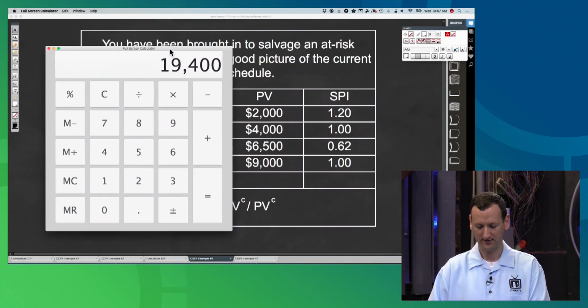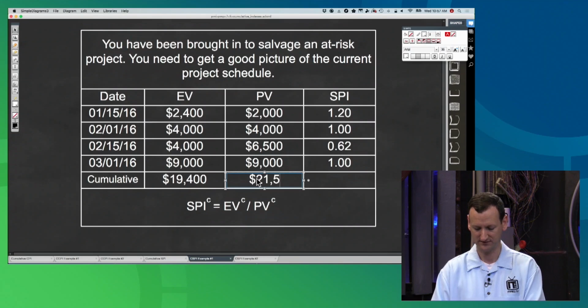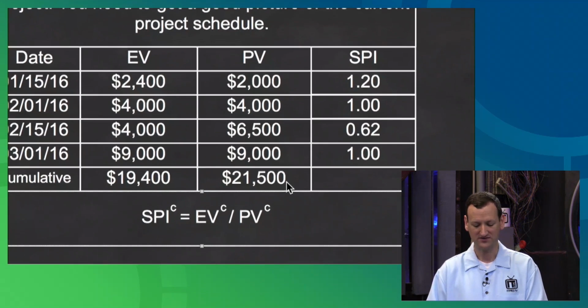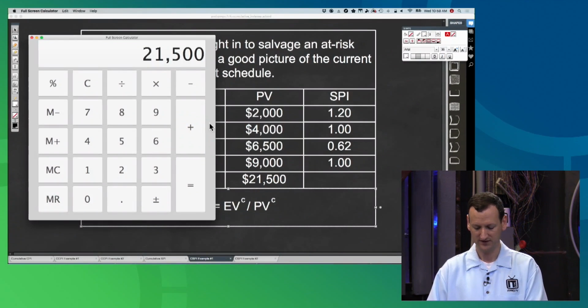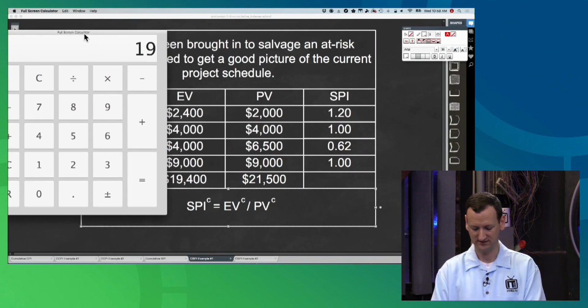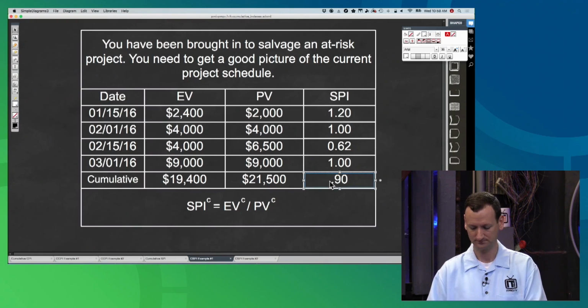All right, so then I'm going to add up this other one. So I'll take 2,000. We'll add in 4,000. We'll add in 6,500. And then we'll add in 9,000. We get $21,500. Okay? And we take those numbers and we just feed them into our formula, right? Earned value divided by planned value. So my earned value was 19,400, and I divide that by 21,500, and I get a cumulative SPI of 0.902, which I would round to 0.90.